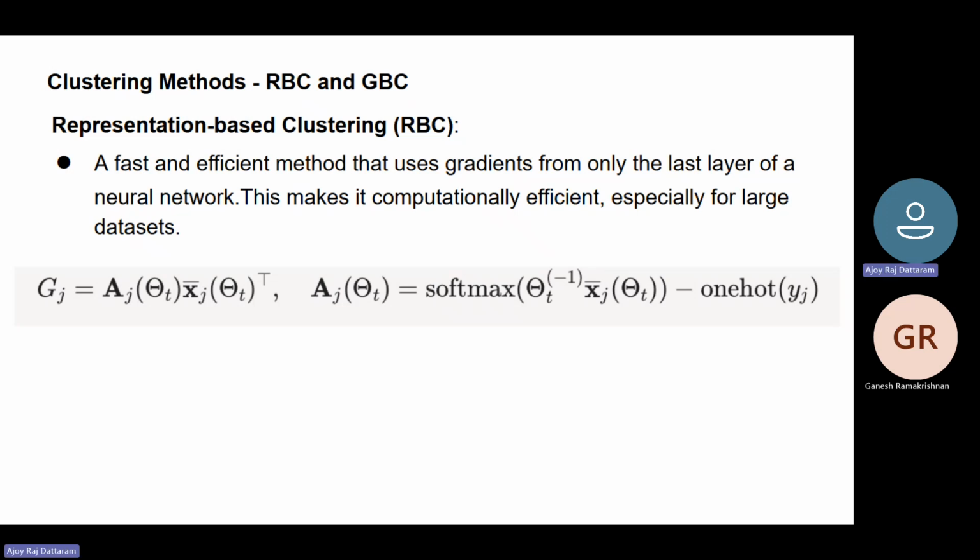And yj is the true label of the sample, and the softmax function is used to convert the raw scores into probabilities from 0 to 1. And one-hot yj is a vector where only the position corresponding to the true label yj is 1 and all others are 0.